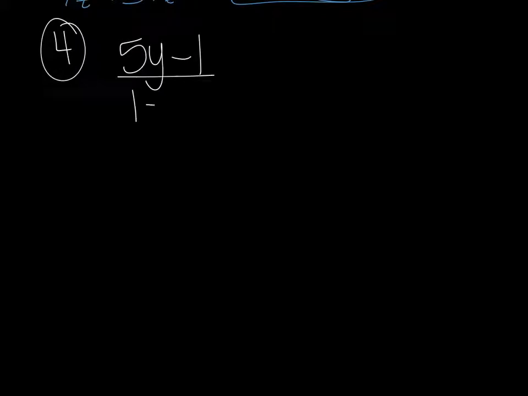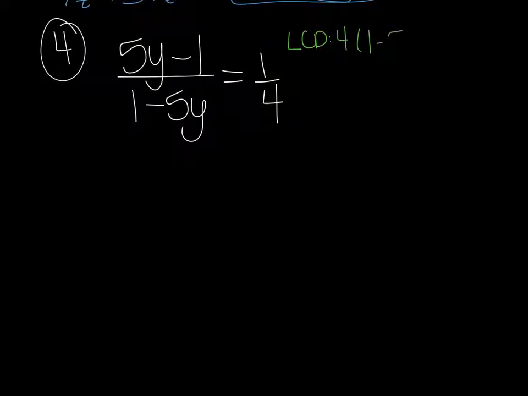Number 4. Okay, 5y minus 1 over 1 minus 5y equals 1/4. Okay, this time, least common denominator. What would get rid of the 1 minus 5y and the 4? Via? Good. 4 times the quantity, 1 minus 5y.